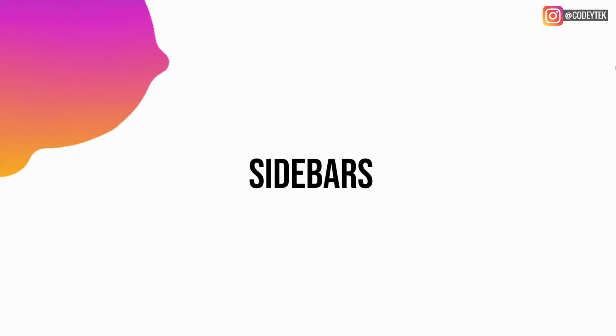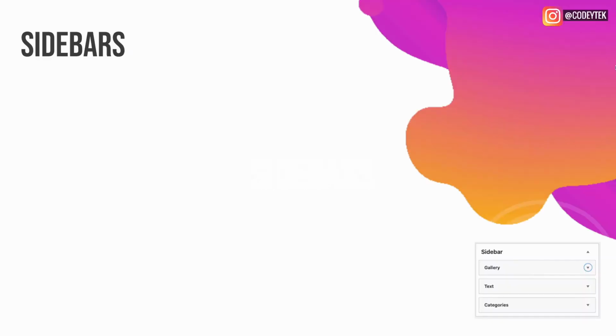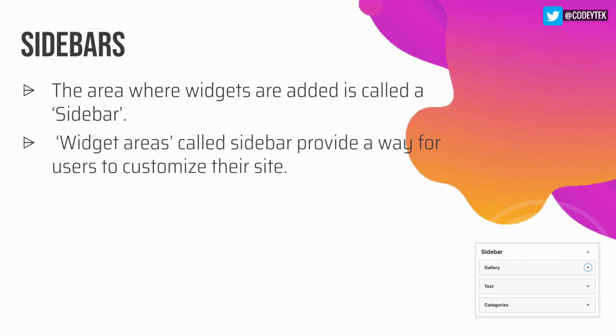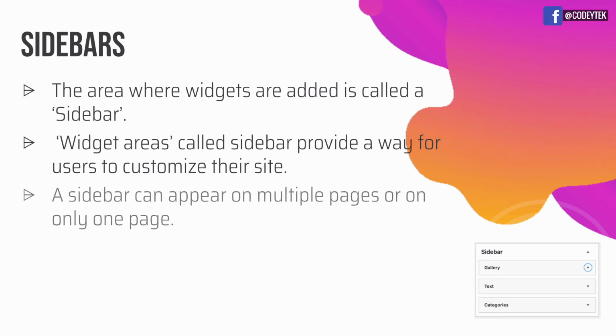Now comes the sidebar. If you have created a widget, or there's a widget available by default, where do you put it? Well, you put it in sidebars. The area where widgets are added is called a sidebar. You can see over here, this is our sidebar, and it currently contains three widgets: gallery, text, and categories. Widget areas called sidebars provide a way for users to customize their site. A sidebar can appear on multiple pages or on only one page.